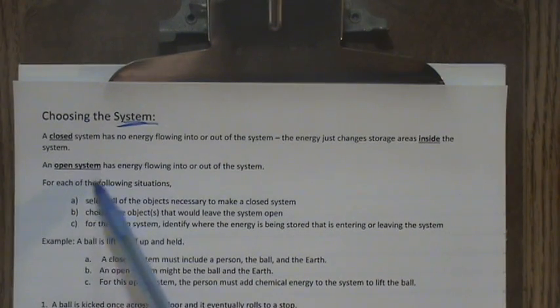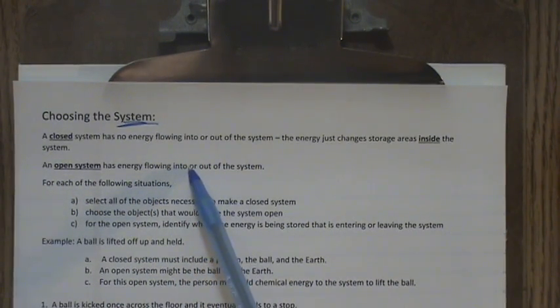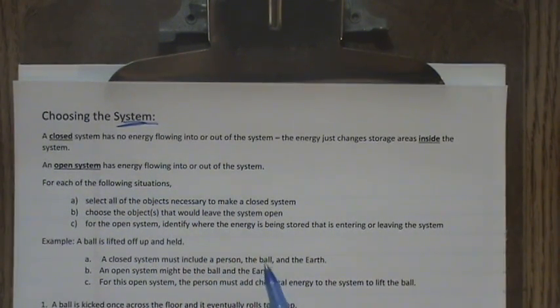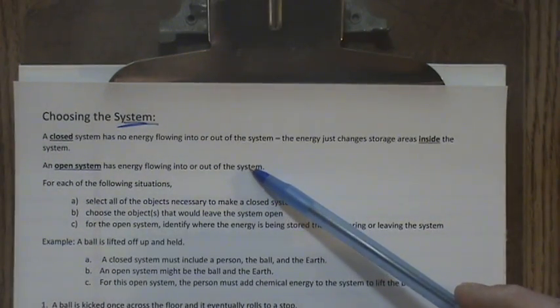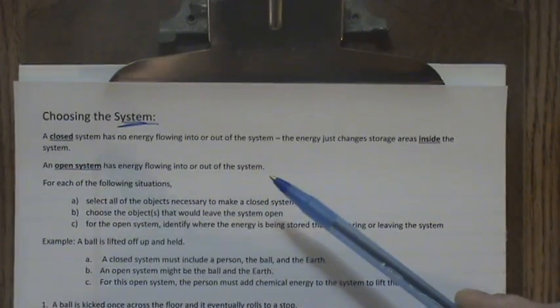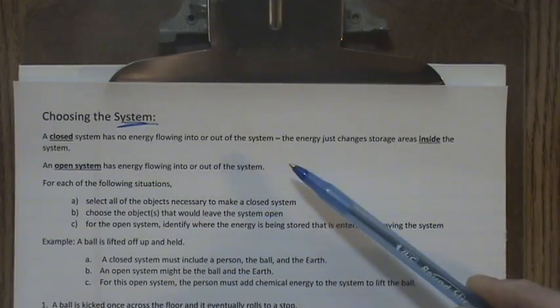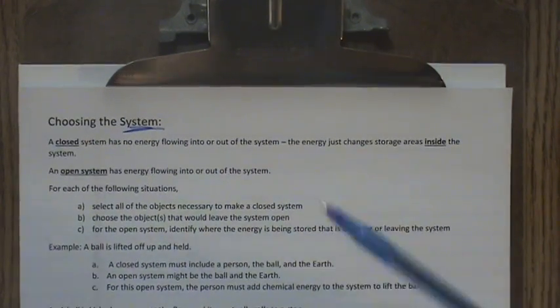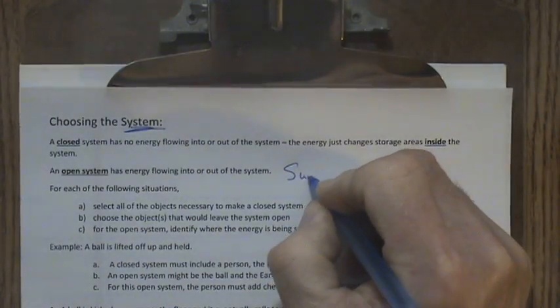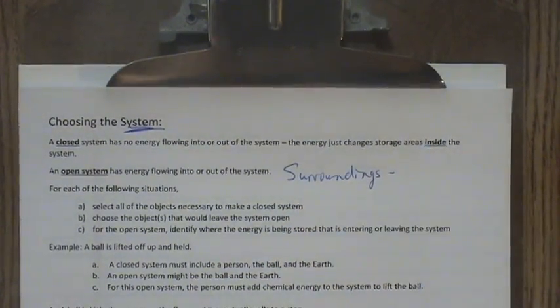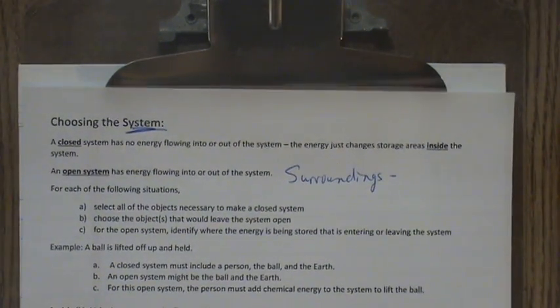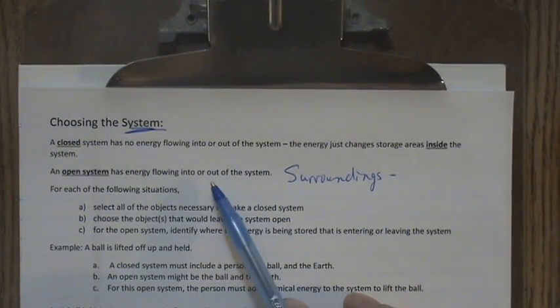An open system has energy that flows into or out of it, meaning that even though the total amount of energy in the entire universe is constant, the energy storage inside of the objects in the system may not be constant. The system may exchange energy with the surroundings, and that's one thing that's really not defined in this. The surroundings, just want to write that down for a moment, consist of all of the objects that are not inside of the system.